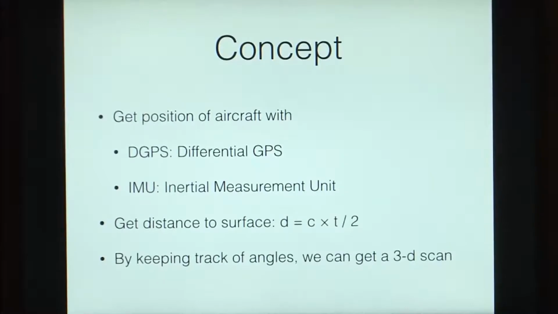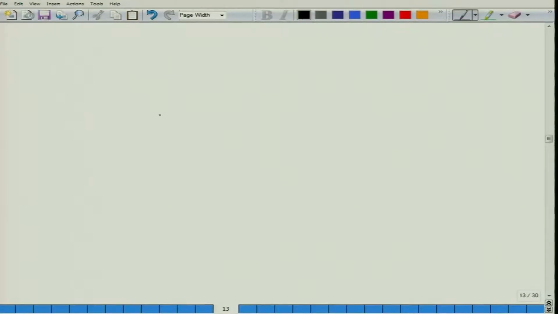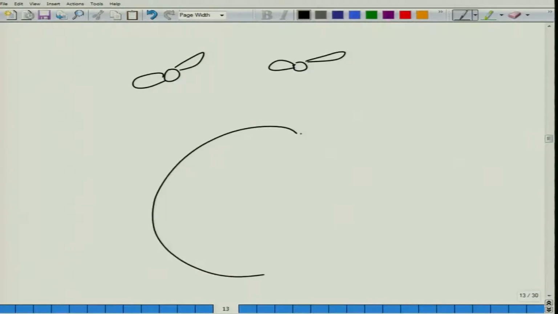When we are using LIDAR, we need to get the position of the aircraft. Now, the position of the aircraft can be had using two systems. You can use a differential GPS or you can use an inertial measurement unit. Now, in the case of a differential GPS, we have a constellation of satellites moving above us. So, suppose this is the earth and we have a number of satellites for GPS that are going all around it.